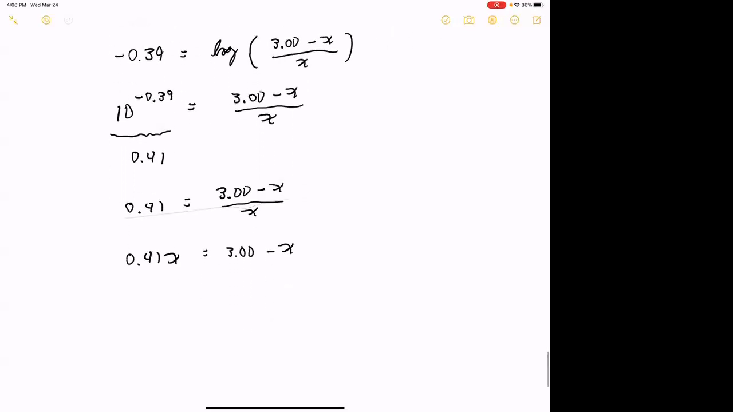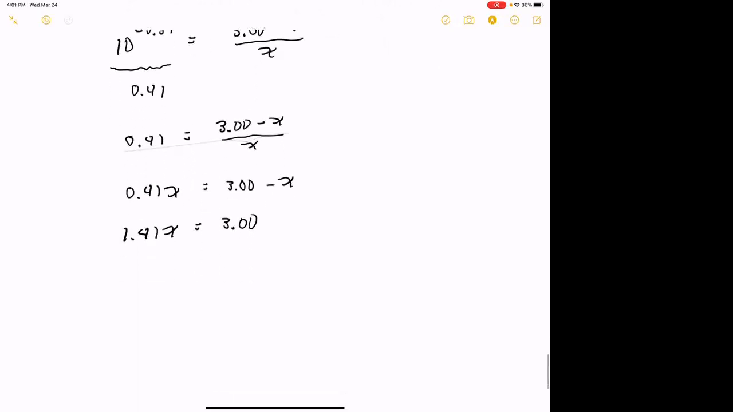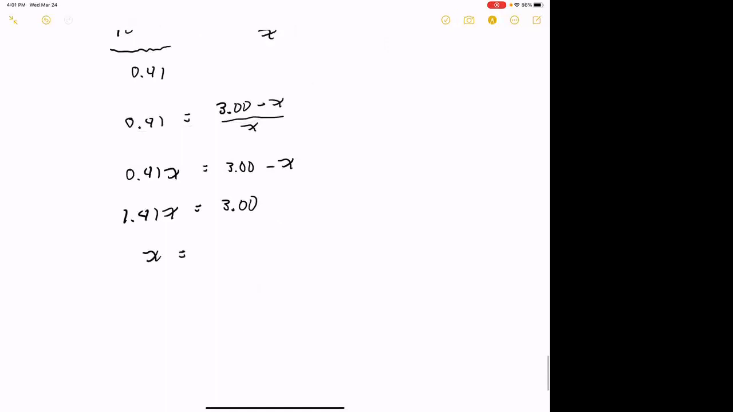And now what do we do? We collect X's on one side, right? So the negative X becomes a positive X. So that becomes what? 1.41 X is equal to 3.00. Is that right? Now it's easy to solve for X, right? So now X turns out to be, when I go through this, what did I get?